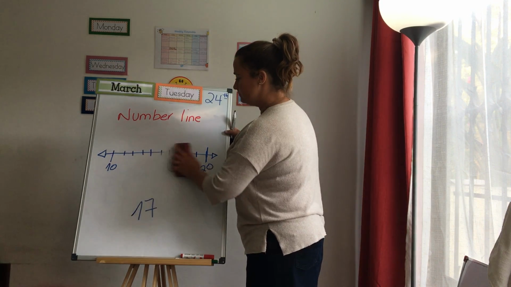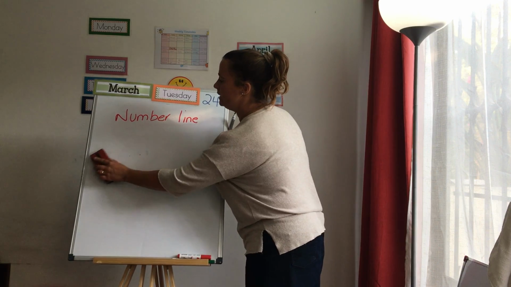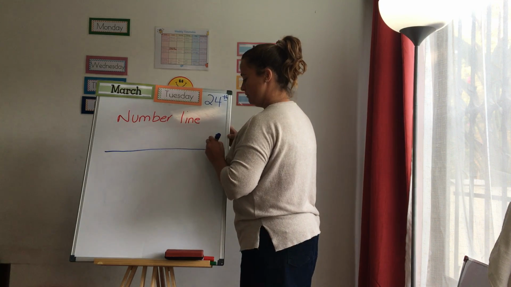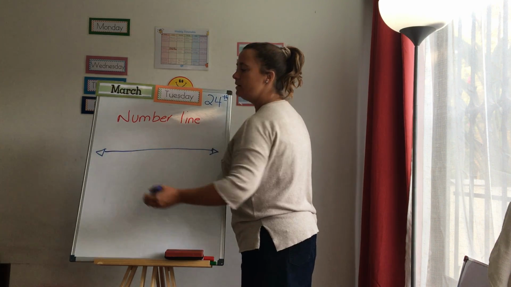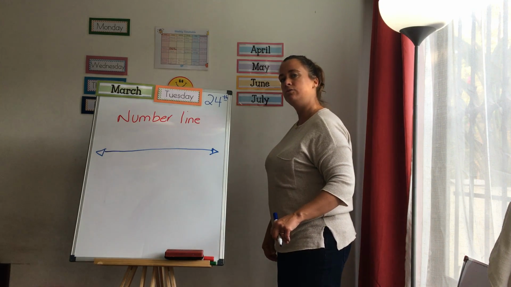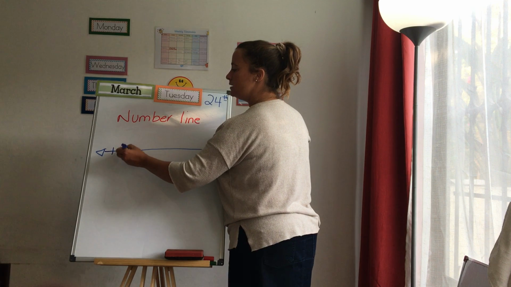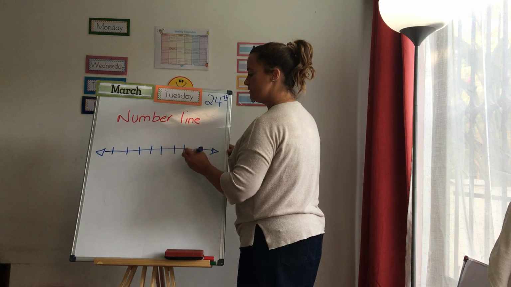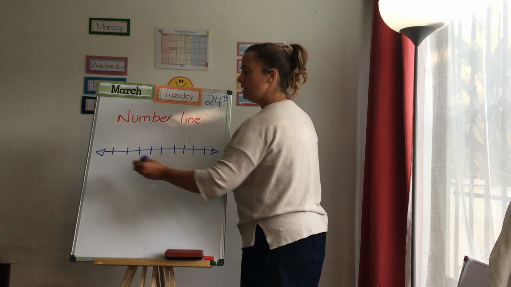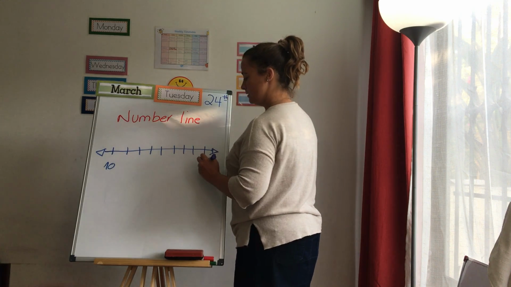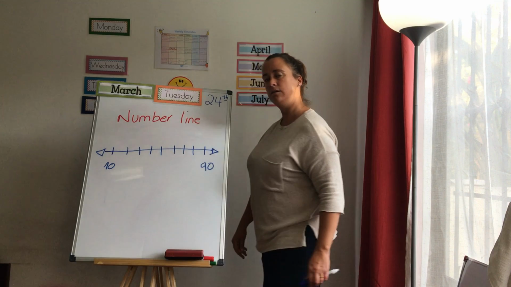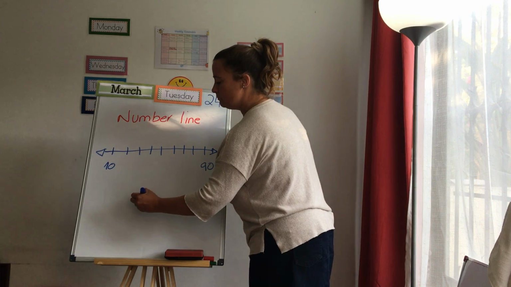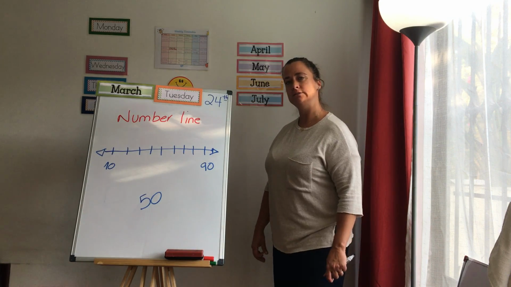A bit more complicated now. What if I ask you to do this one on a number line? Remember, never ending, arrows. What if now I go like this? 10, 20, 30, 40, 50, 60, 70, 80, 90. 10 and 90. I tell you to place number 50 on the number line?